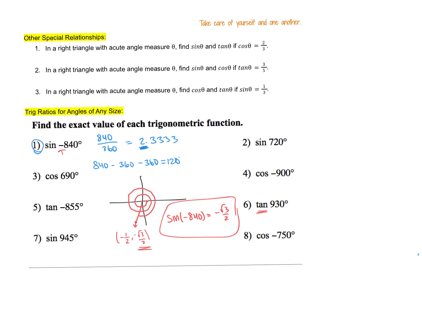And when you do tangent, just do the sine value divided by the cosine value. So the y value divided by the x value. Okay, so in number 2, we have 720 degrees. I'm going to divide that by 360, which is just 2. What that means is we go around the unit circle 2 full times in the positive direction. So once to get to 360, twice to get to 720. We have a value here. We know we have 1, 0. So sine is the y value, so sine of 720 is 0. Okay? I hope that makes sense.